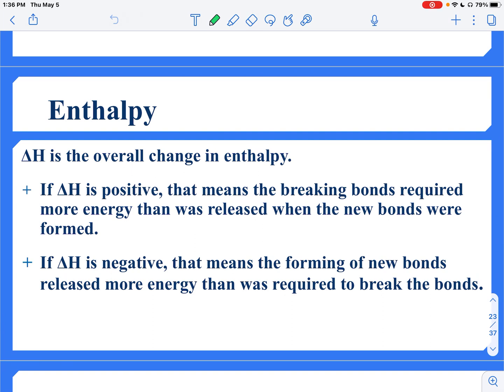If delta H is negative, that means the forming of new bonds released more energy than was required to break them. So you know overall energy is released. That is an exothermic reaction. So delta H is negative.